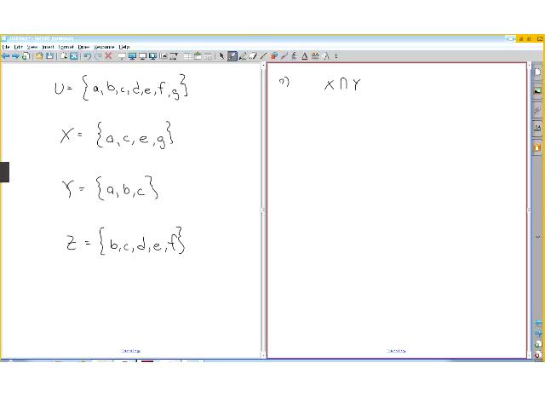Okay, so what we're doing is the intersection of X and Y, so we're looking for the common terms. A is common and C is common, and therefore the set contains 2 elements, A and C. Okay, number 10. We have Y intersect Z. Here's Y: A, B, C. Z has B, C, D, E, F. So the common terms are B and C.